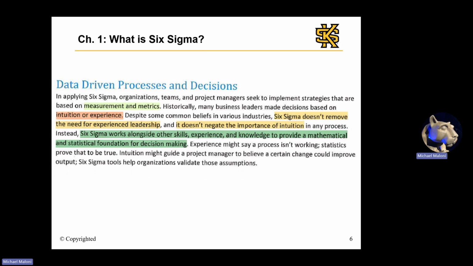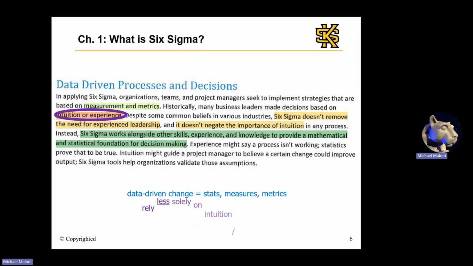Many organizations and employees tend to rely heavily on their intuition and experience to make decisions. Now, intuition and experience are always important. However, we should also simultaneously pursue facts and evidence. So Six Sigma is data-driven, meaning that it relies on measurements and metrics. It does not negate the need for intuition and experience. Rather, Six Sigma supports that with evidence.